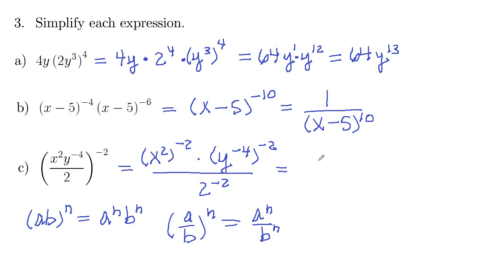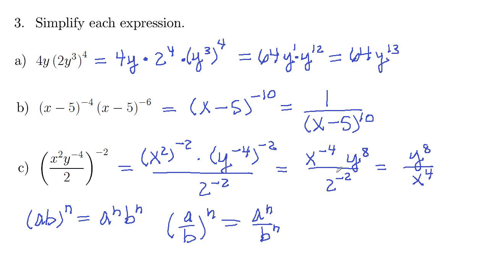Power to a power here, we multiply exponents. 2 times negative 2 is negative 4. Same thing here, negative 2 times negative 4, positive 8. And then we've got that 2 to the negative 2 downstairs. These negative exponents, we can take a reciprocal. So x to the negative 4 is 1 over x to the 4. So that y to the 8 stays on the top. We'll have an x to the 4 on the bottom.